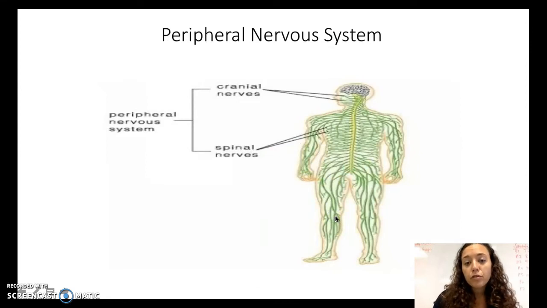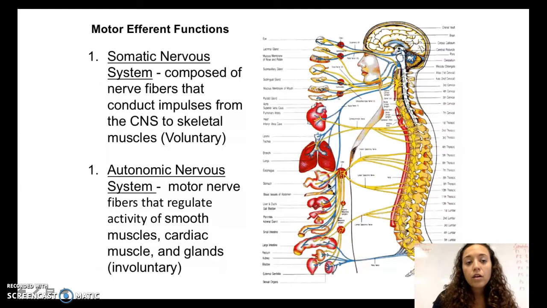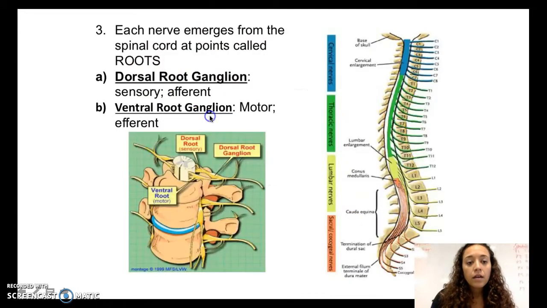So now let's get into the peripheral nervous system. Your peripheral nervous system is split up into two different branches. So you have somatic, which is muscles. That means that the nerves are controlling a muscle. Autonomic is everything else. That's going to be your smooth muscle, cardiac, glands, everything else. Okay, so somatic is muscle. Autonomic is all other glands, smooth muscle, cardiac muscle, other things.